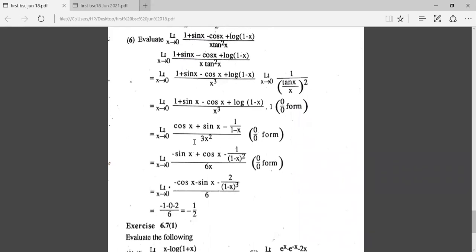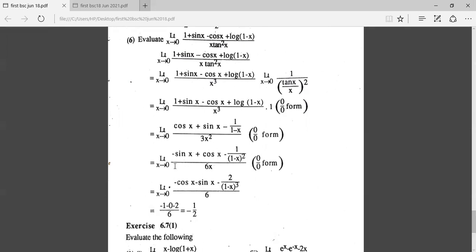Differentiation of cos x is what? Minus sin x. Differentiation of sin x is cos x. Differentiation of 1 by 1 minus x is minus 1 by 1 minus x whole square into differentiation of 1 minus x, which is minus 1. Therefore, you will get minus into minus, that is plus, 1 by 1 minus x whole square, whole divided by differentiation of 3x square, which is 6x, as x tends to 0.